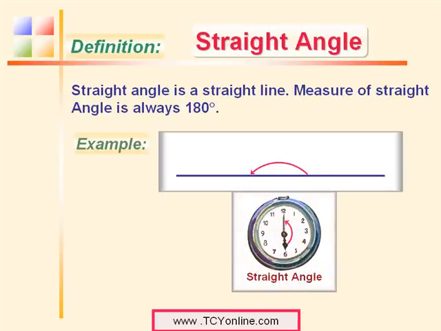Similarly, let's look at this clock, which shows the time of 6 o'clock. So the hour hand and the minute hand make an angle of 180 degrees because it appears to be a straight line.